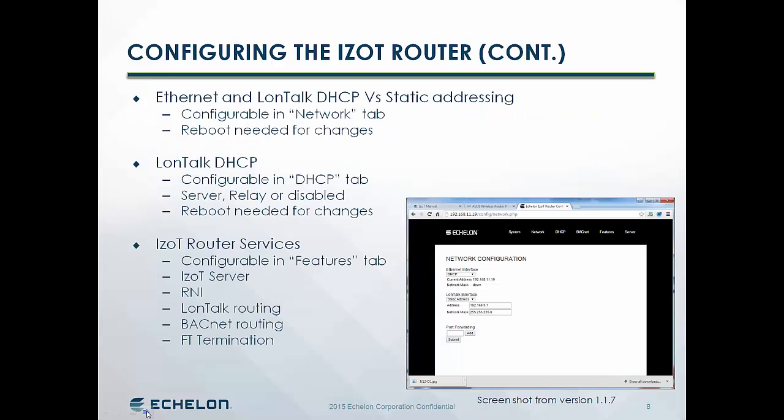You can configure Ethernet and LonTalk DHCP versus static addressing in the Network tab. If you make any changes, a reboot is needed. LonTalk DHCP is configurable in the DHCP tab, and you can set it for either server, relay, or disabled. Again, if any changes are made, a reboot is needed. IzoT router services are configurable in the Features tab, and you can enable and disable items such as the IzoT server, remote network interface, LonTalk routing, BACnet routing, and FT termination.